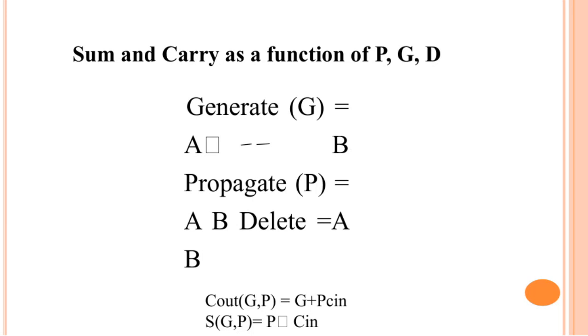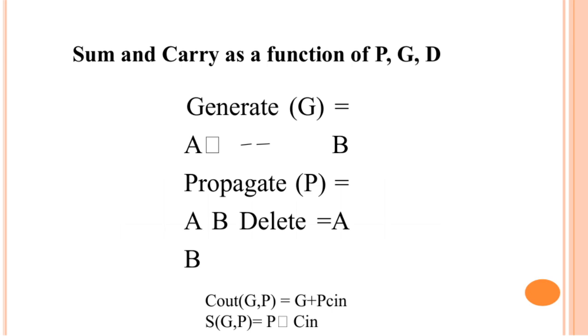Here, we're looking at how the sum and carry outputs can be expressed using the generate, propagate, and delete signals. First, generate, denoted as G, is the AND of A and B, meaning it indicates when a carry is definitely produced by these bits. Propagate, or P, is the XOR of A and B, showing whether a carry-in will be passed along. Delete, shown as A and B complement, determines when no carry is generated or propagated.